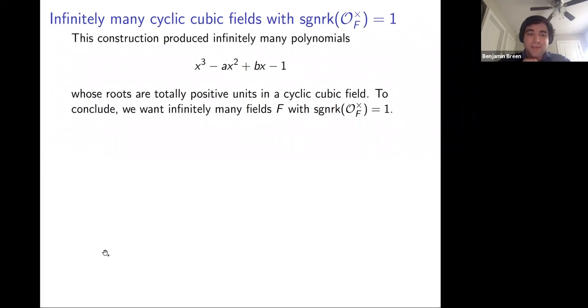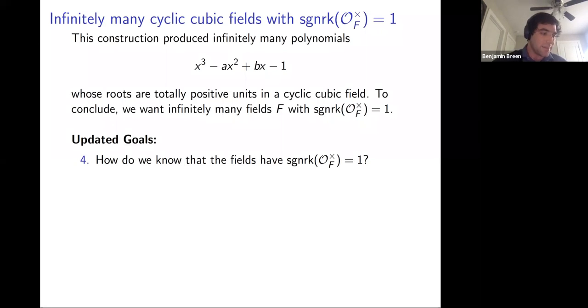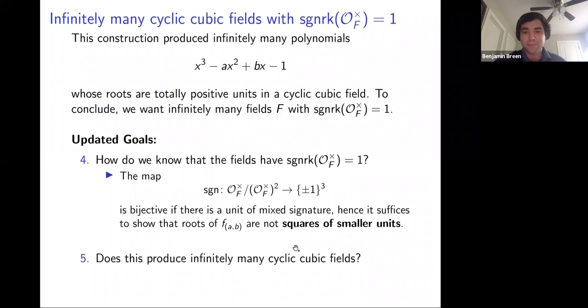I think that's just about it. There are one or two more cool things I want to talk about, but I should probably end here. This construction, what I've shown you so far, gives infinitely many ways to produce totally positive units in cyclic cubic fields. We have to do a couple more steps to actually say that the fields we're producing are distinct, and that the unit signature rank is 1. Those are both really fun arguments, but with a 20-minute talk, I should probably end here. So I'll pause for questions.